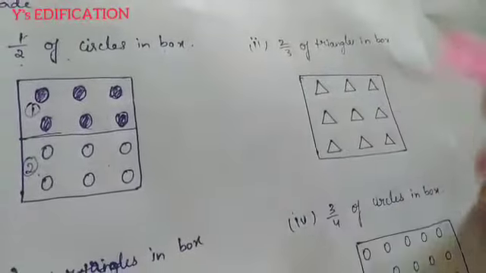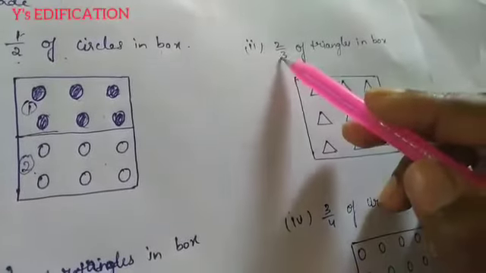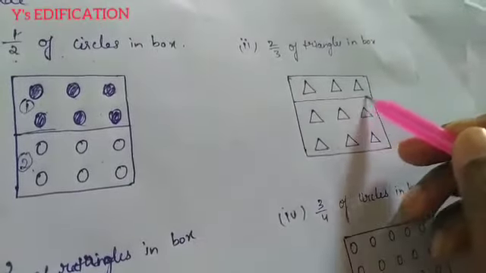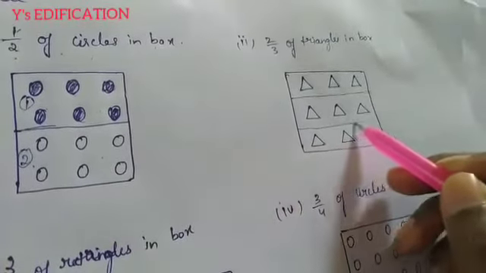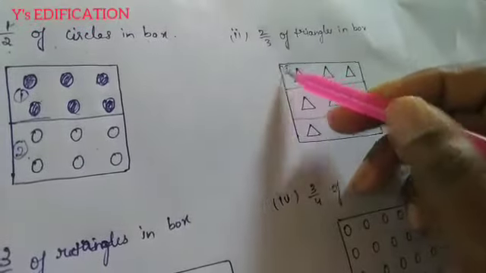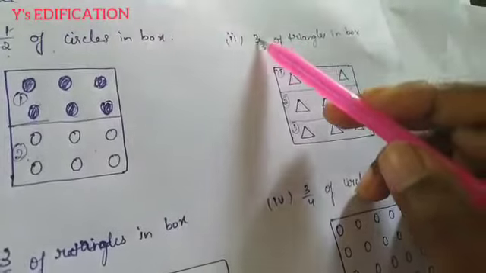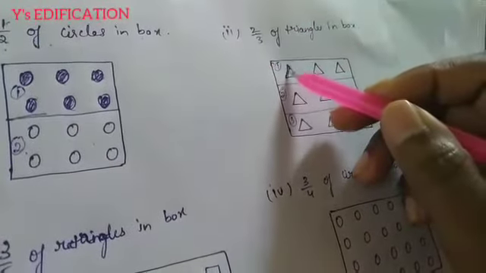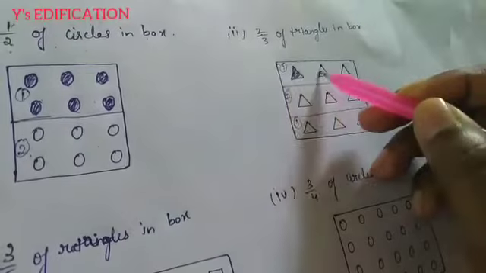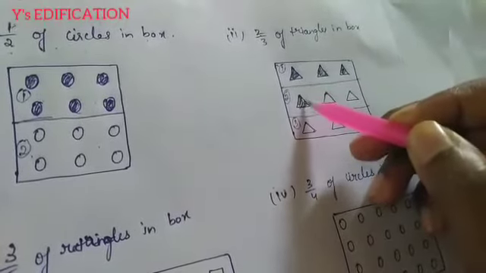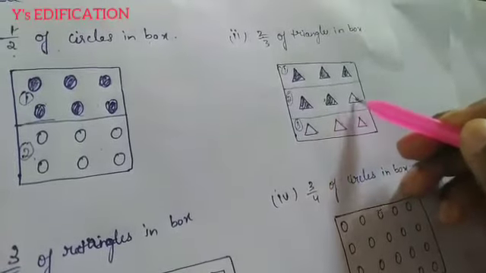Simple. The same way. 2 by 3 of triangles in the box. So I have to divide into 3 equal parts. So I can divide with straight lines, either vertically or horizontally. So I'm going to divide in this way. So now this is my first part, second part and third part. Now I have to shade 2 parts among the 3. So 2 I'm going to shade. This one is the first one and this one is the second one. Okay. So 2 by 3 of the triangles in a box are shaded.